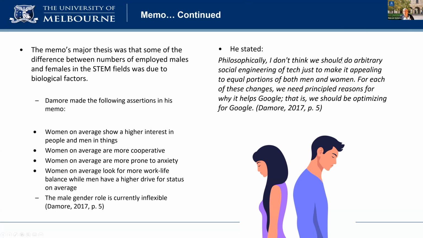He also stated, philosophically, I don't think we should do arbitrary social engineering of tech just to make it appealing to equal portions of both men and women. For each of these changes, we need principled reasons for why it helps Google, that is, we should be optimizing for Google.